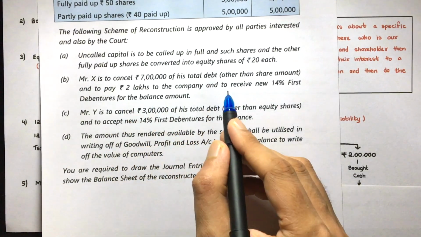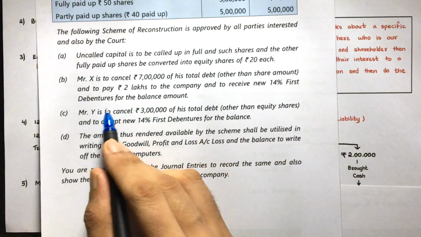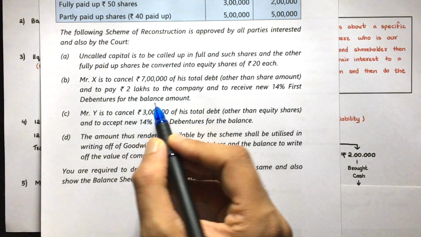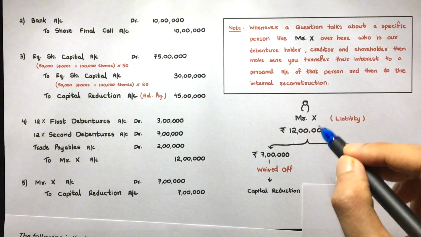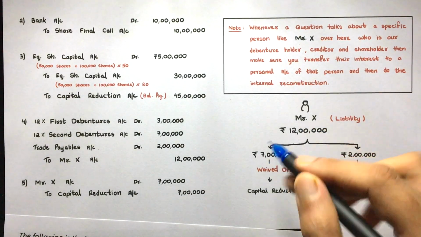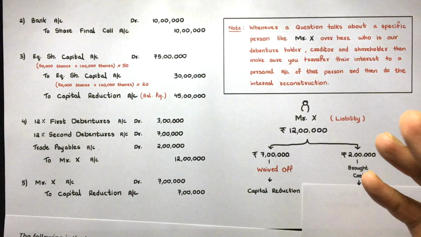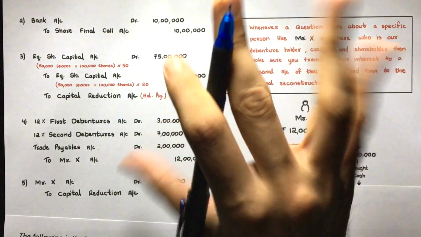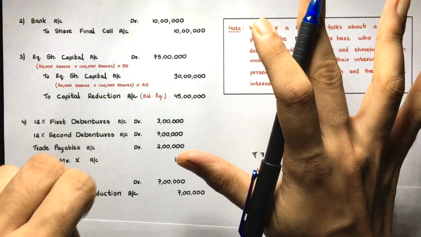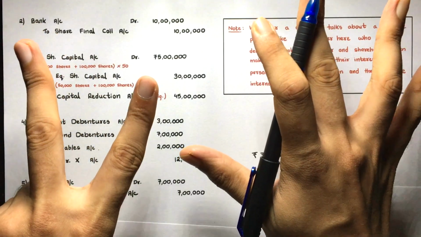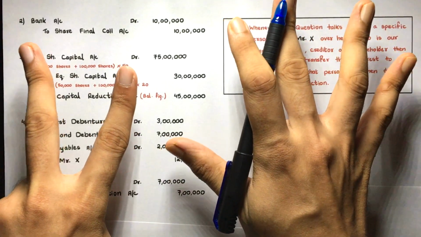Okay, then they are saying, and to receive new 14% first debentures for the balance amount. What do you mean by balance amount? See, first 12 lakhs we had to pay him, right? 7 lakh was forgiven. It was waived off, foregone. So what is the remaining portion then? Remaining portion is 5 lakhs. Yeah, 5 lakhs we have to pay them. But then we asked 2 lakhs from him. Yes, so we got 2 lakhs from him. Now how much do we have to pay Mr. X? 7 lakhs. Do you understand the logic now?